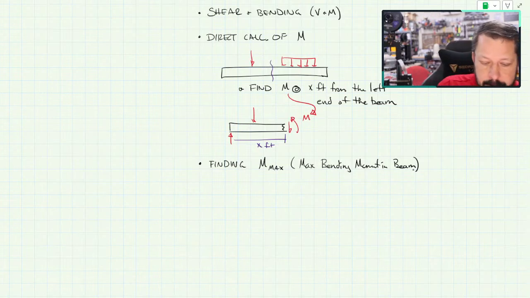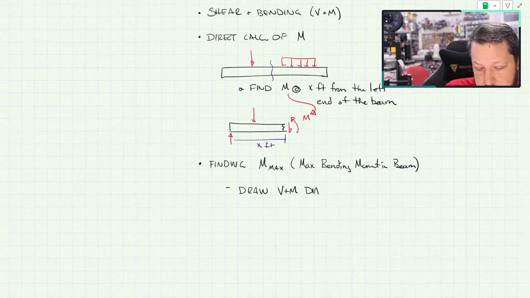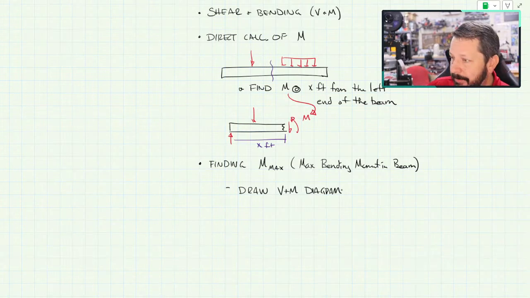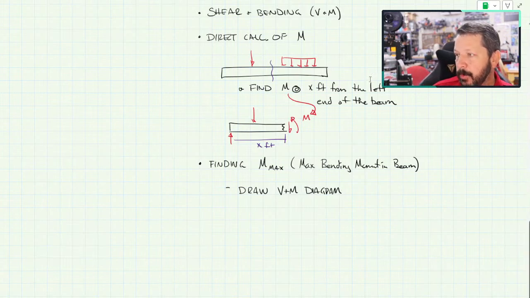One thing you can do is draw the shear and bending diagram. You can do that. It is probably not true that you need to do that on exam 2. There's probably a better way to do it for exam 2. I can't say for certain whether or not you do not have to draw a shear and bending diagram, but you probably do not. There's probably a different way to do it.